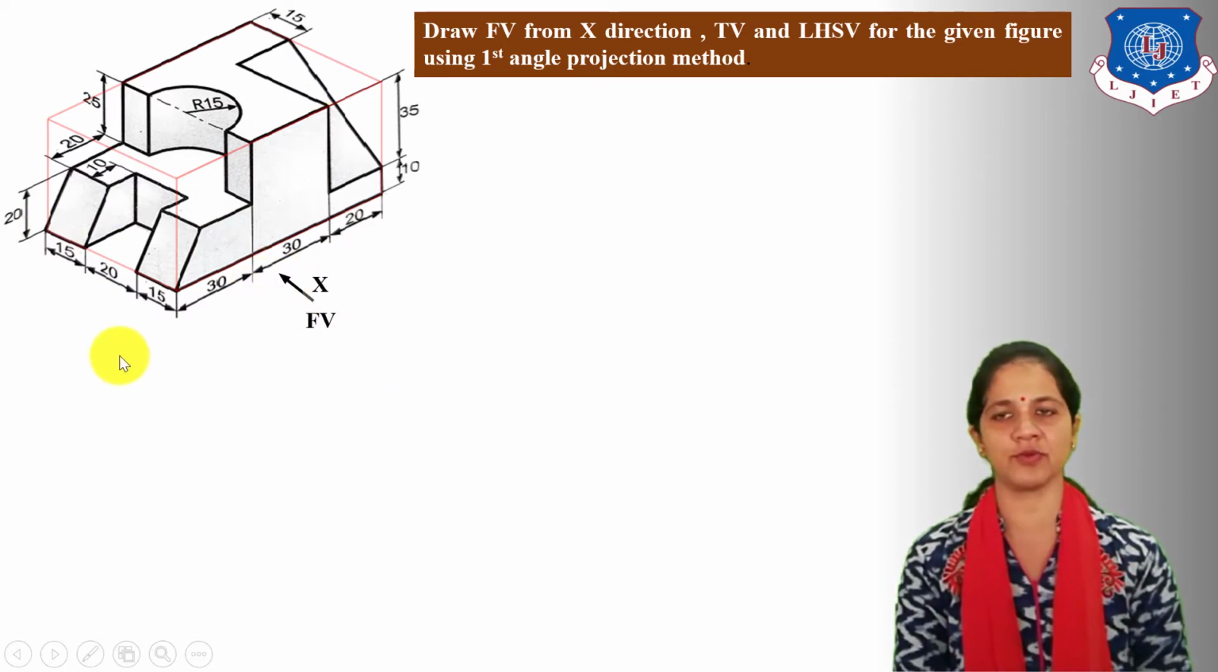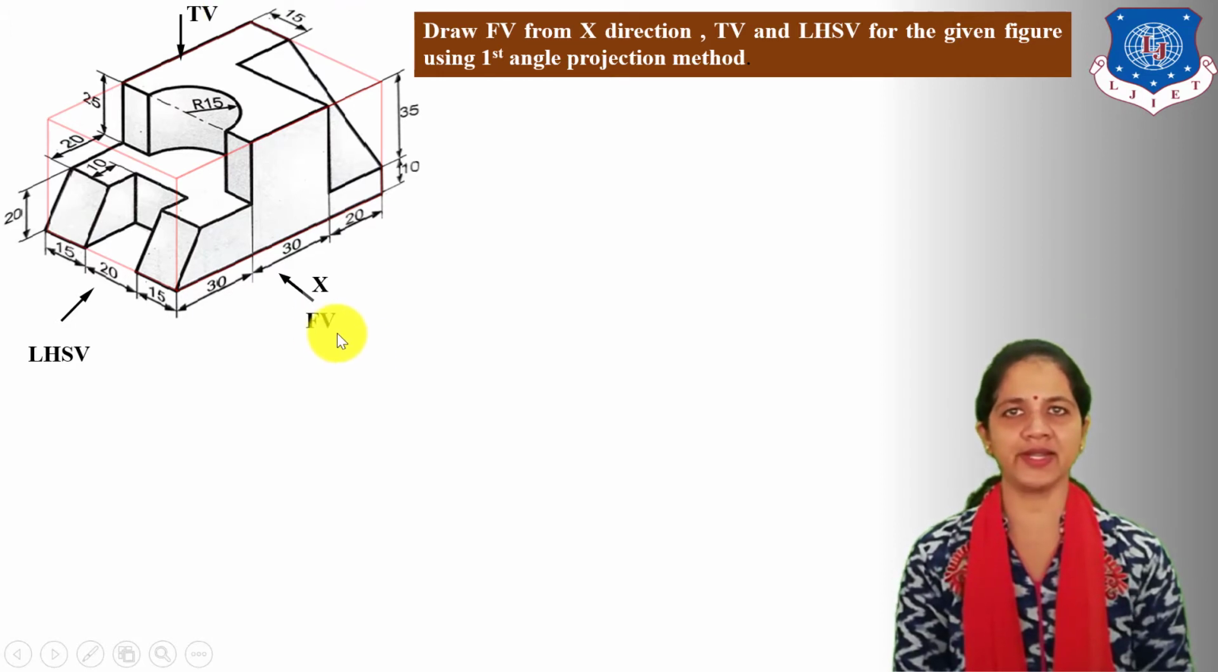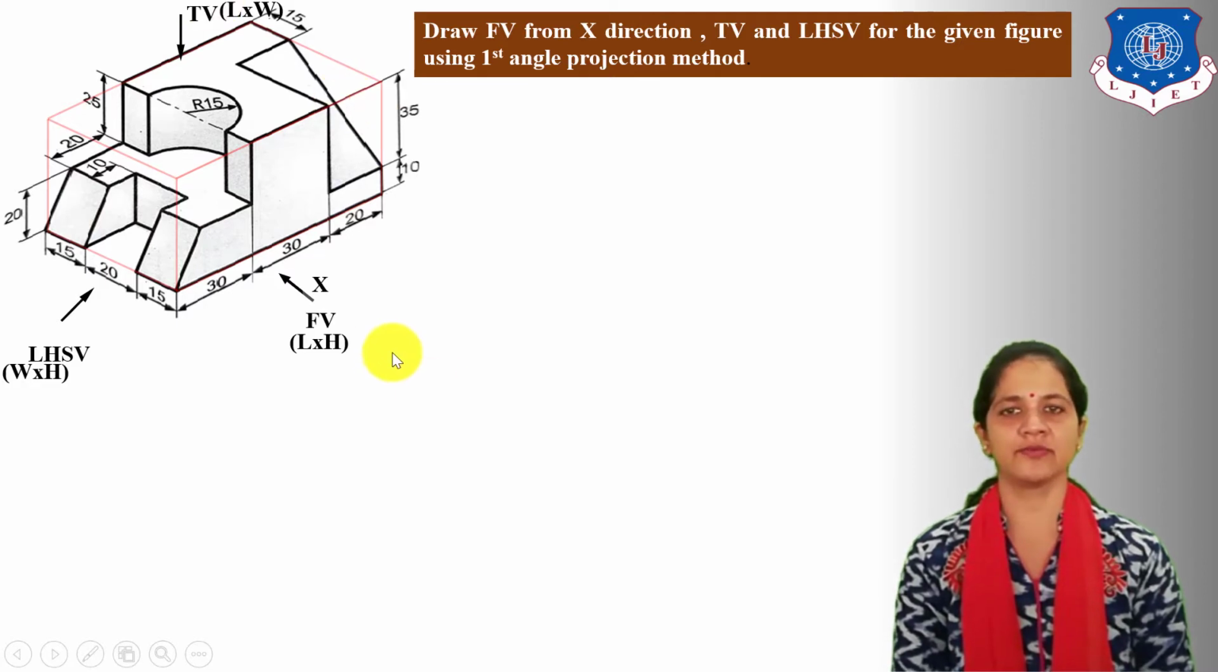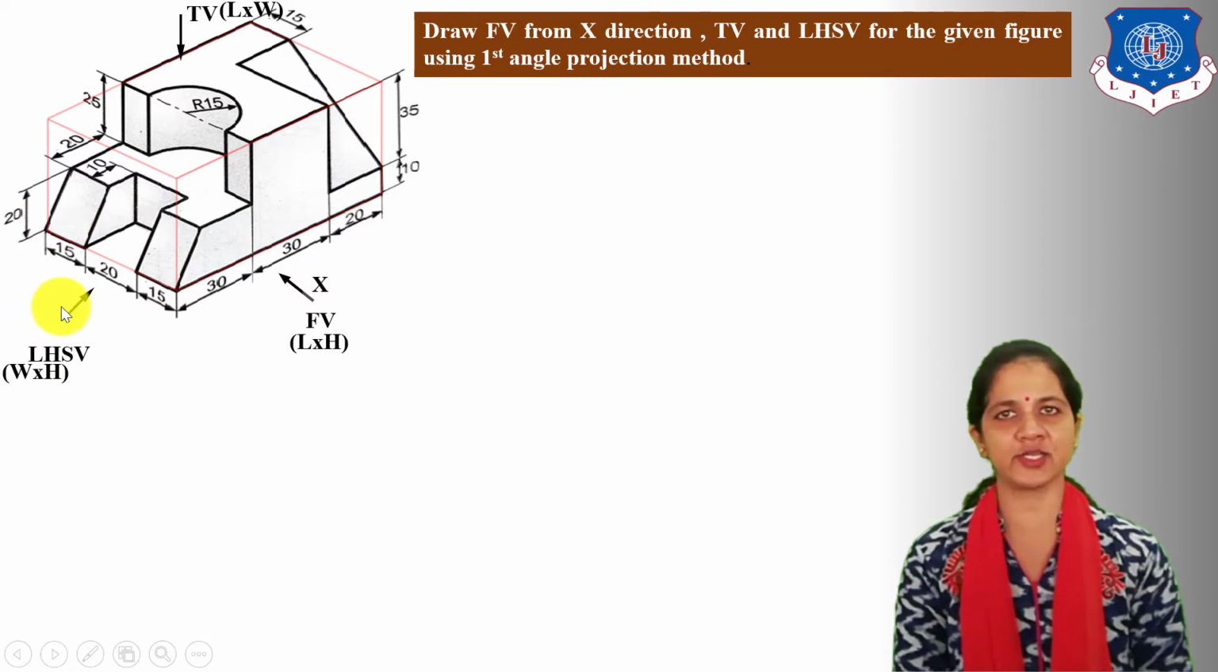So according to front view, this is our left hand side view direction, and top view direction is always fixed from top side. From front direction, we can see length and height. From side direction, we can see width and height. And from top direction, we can see length and width. From front direction, we cannot see width. From side direction, either left or right side, we cannot see length. And from top direction, we cannot see height.